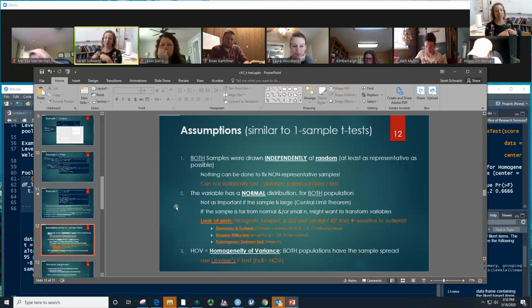The last assumption is very important, the homogeneity of variance assumption. If we do Levene's test and the null hypothesis is that nothing's going on, that they're the same variance, if that's violated, we can do the Welch's alternative, that separate variances t-test. So it's not the end of the road, there is an option for that.